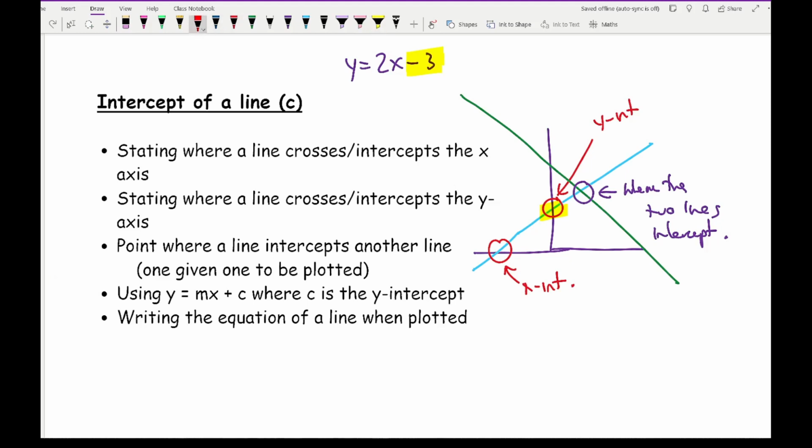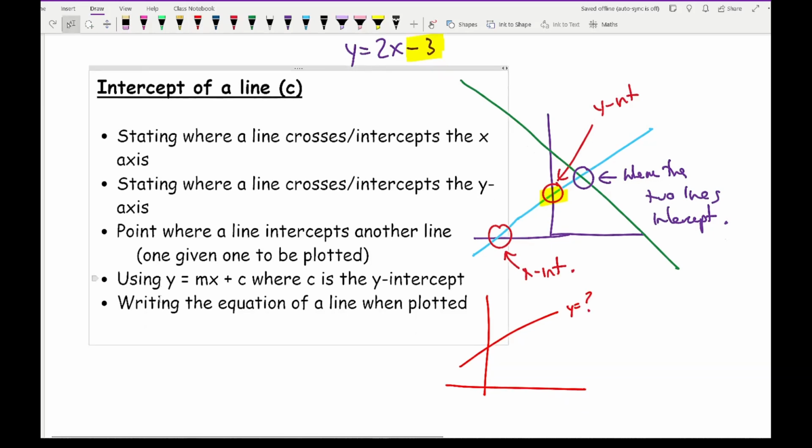And also you need to be able to write the equation of a line when plotted. So again, another example that you'll see if you practice some of the exam questions that I'll link to at the end of this video, or watch the video relating to how to write down the equation of a line from a graph. Then it's a case of just knowing how to work out the equation of that particular line.